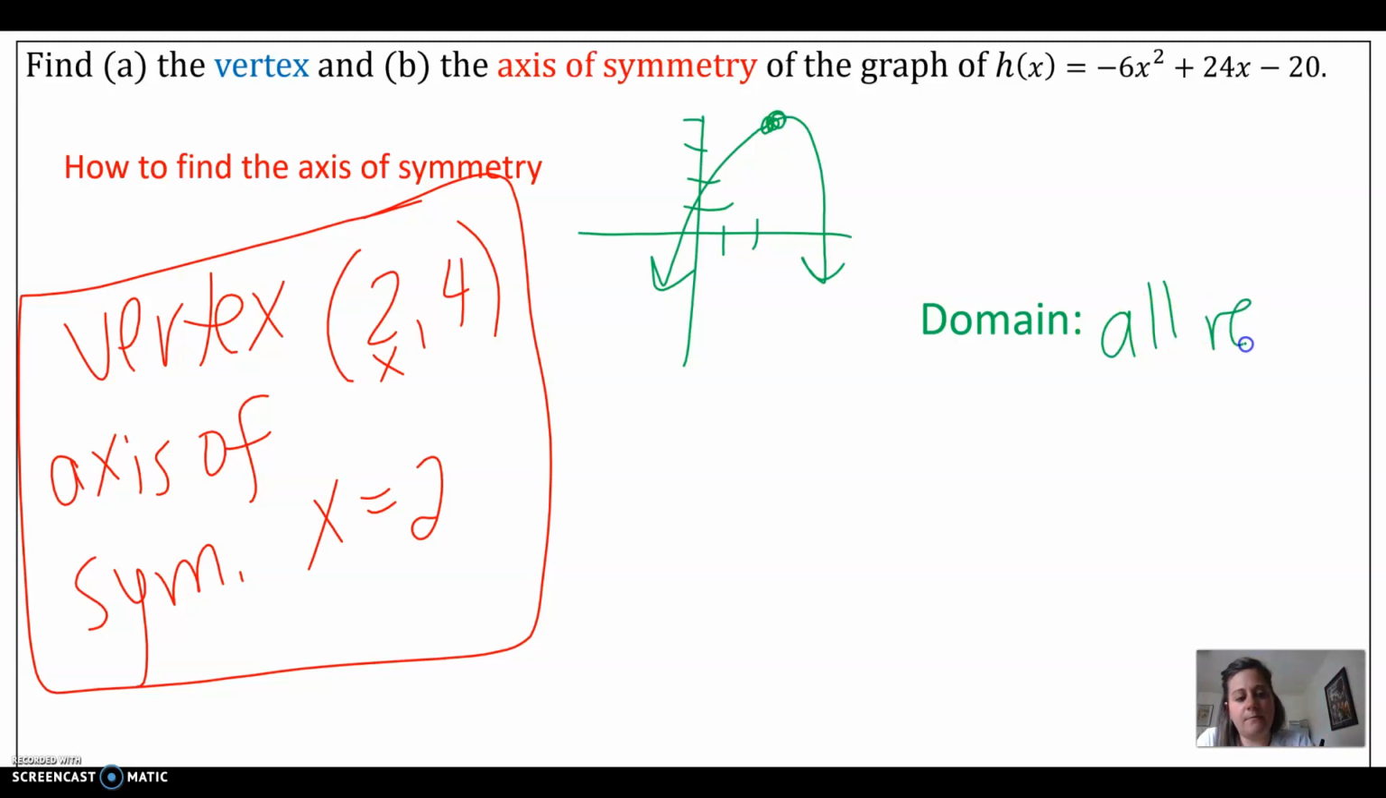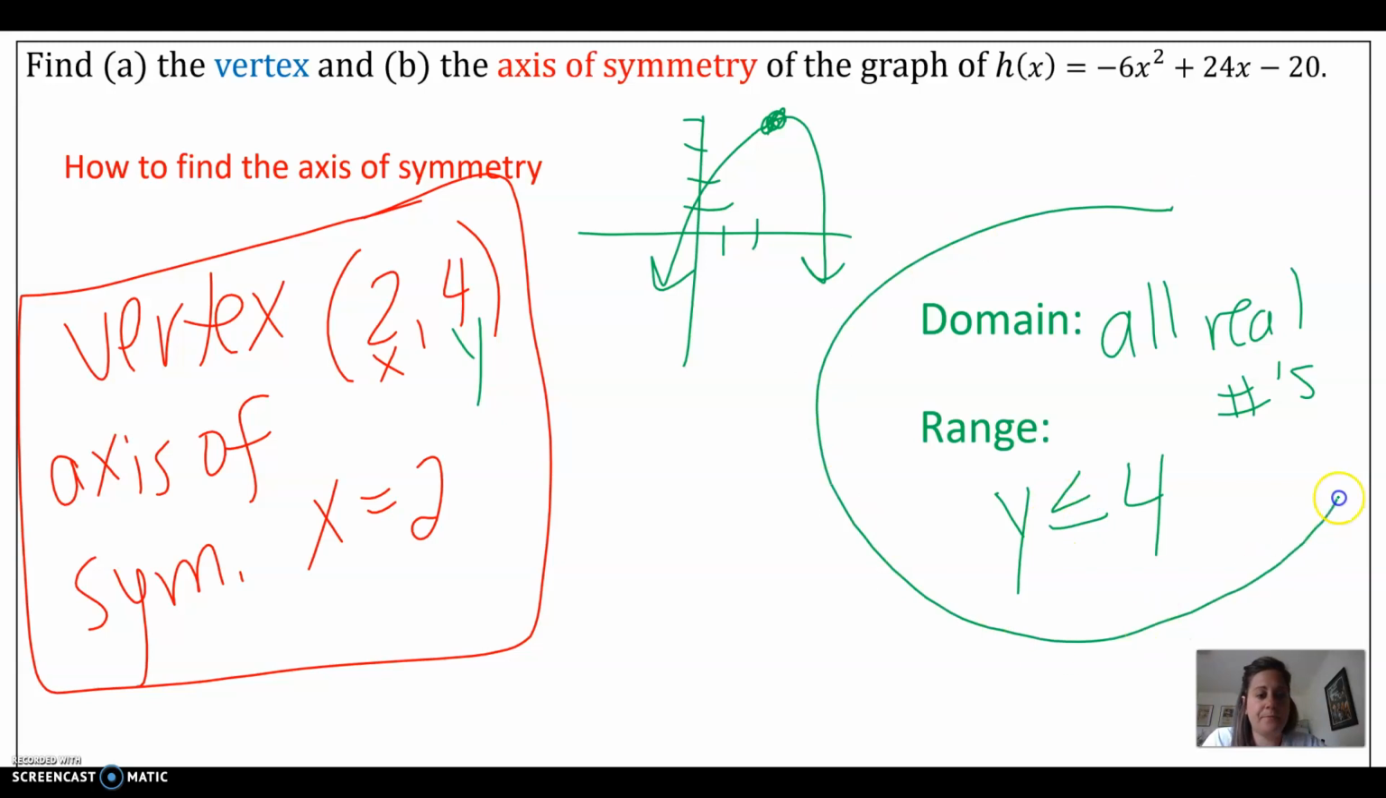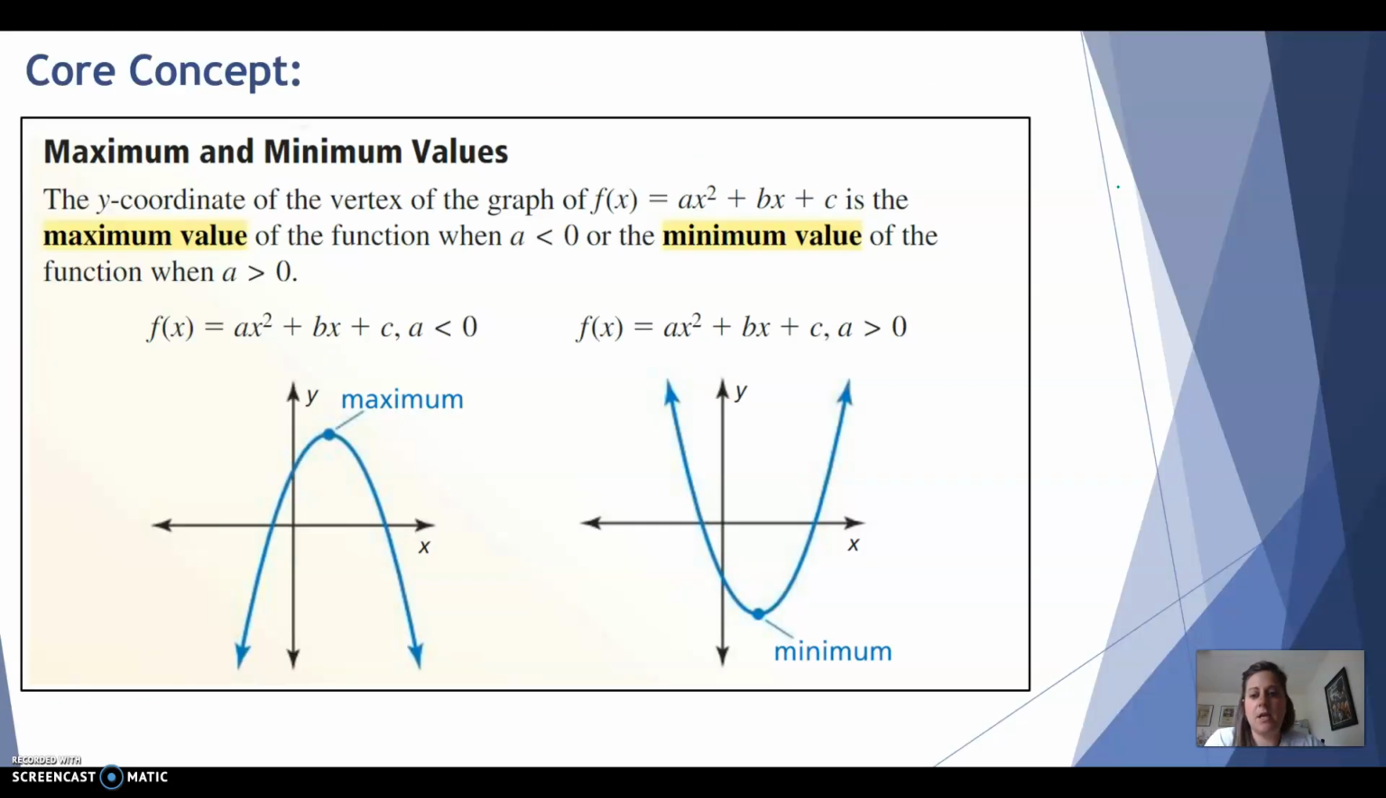So you know domain is all real numbers. Now the range is going to be y. It's going to be 4 because this is the y in your vertex, and your parabola is opening down, so it's going to be less than or equal to 4. Okay, now the last thing involves maximum and minimums, which basically just talk about your vertex. So the maximum is if your parabola opens down, it's the highest point, and it's a minimum or the lowest point if it's opening up.